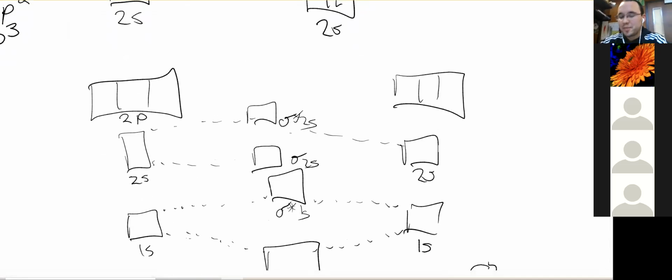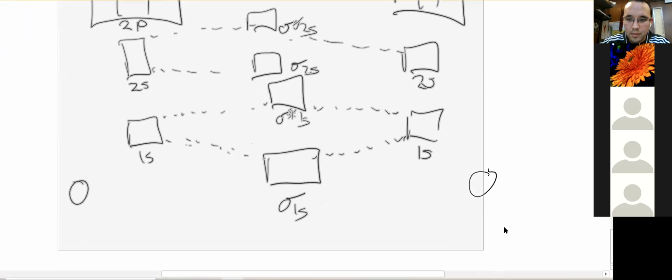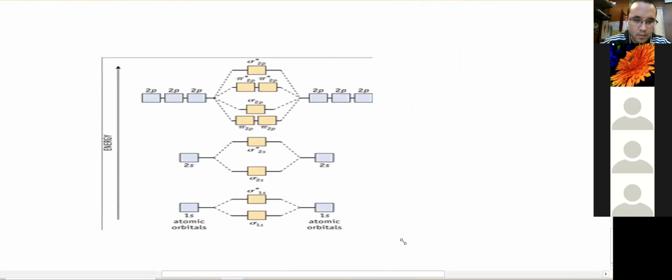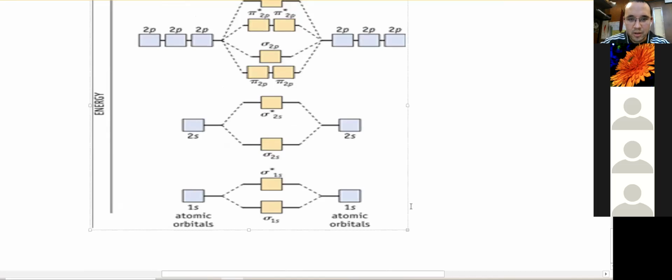Hold on. I'm going to make some more space here. And so this is using their full electron configuration. This picture is not good enough quality. One second. No, we can see it. We can see it.